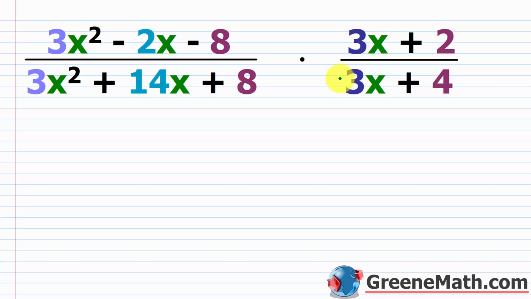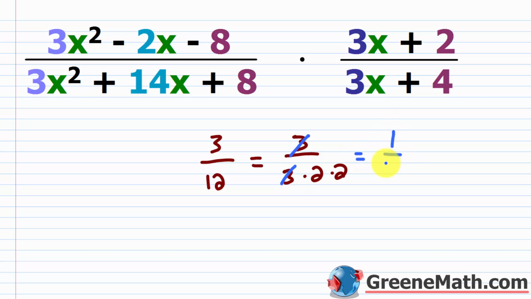Now, before I actually do this problem, I want to make sure everybody's on the same page in terms of what can be canceled and what can't be canceled. This is quite confusing when you get into algebra. So if we have something like 3 over 12, we know that we could write this as 3 over 3 times 2 times 2. Then I can cancel this with this, right? I'm basically just saying 3 over 3 is 1, so I can cancel it out. So this ends up being just 1 over 4.